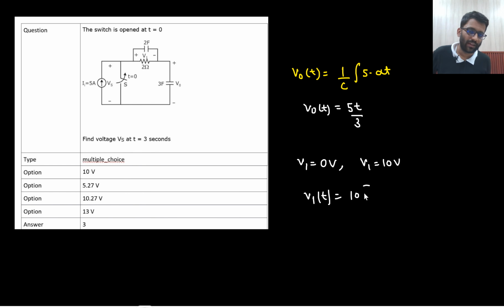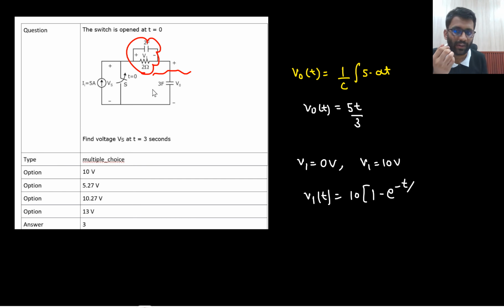That would be 10 into 1 minus e to the power minus t by tau. Tau. What will be the tau? Tau will be these two. Will be coming because of these two only. There is no effect of this one.